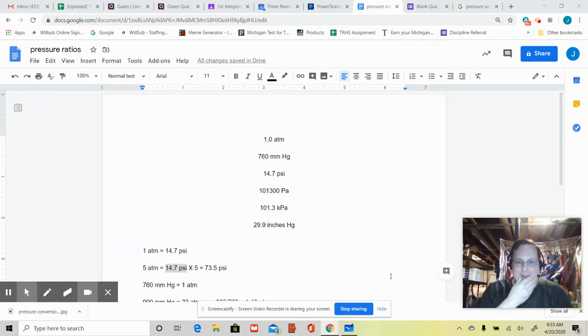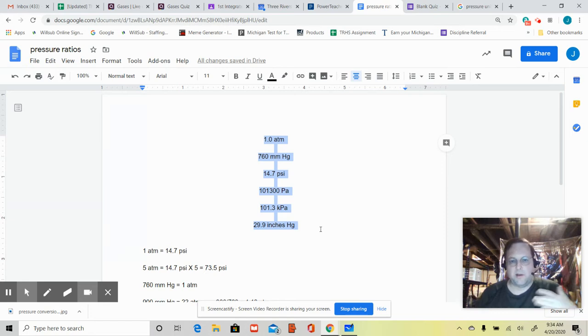There's a list here, and it's 1 atmosphere right there, 760 millimeters of mercury, 14.7 pounds per square inch, 101,300 pascals, or 101.3 kilopascals, or 29.9 inches of mercury. All of these things right here are saying exactly the same thing. They are equal to one another.